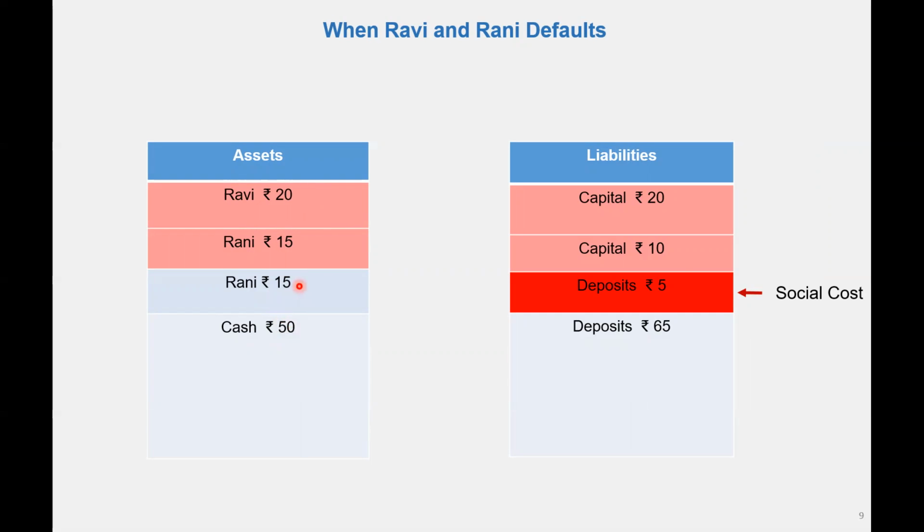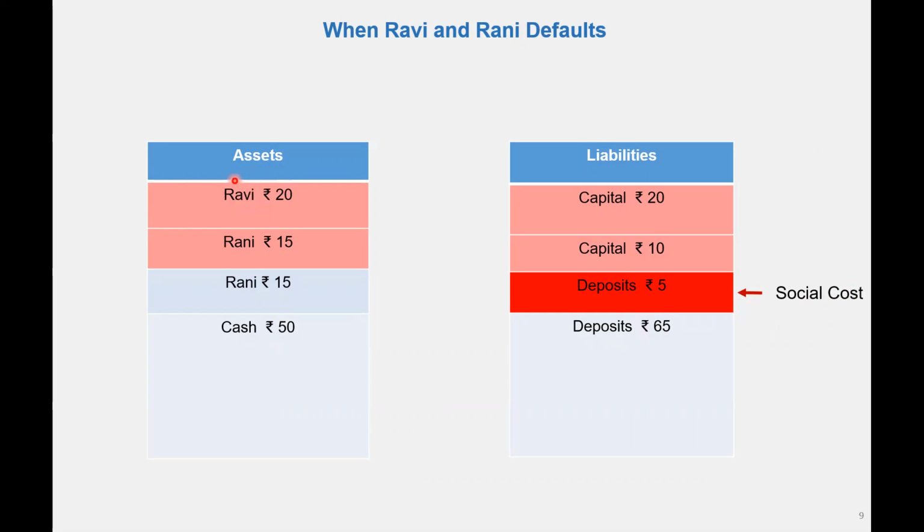But you know, households have 70 rupees. That means households will not be able to get 70 rupees. They will only get 65 rupees, and 5 rupees is lost. So this loss happened to whom? To the villagers, to the society. So I call it social cost.